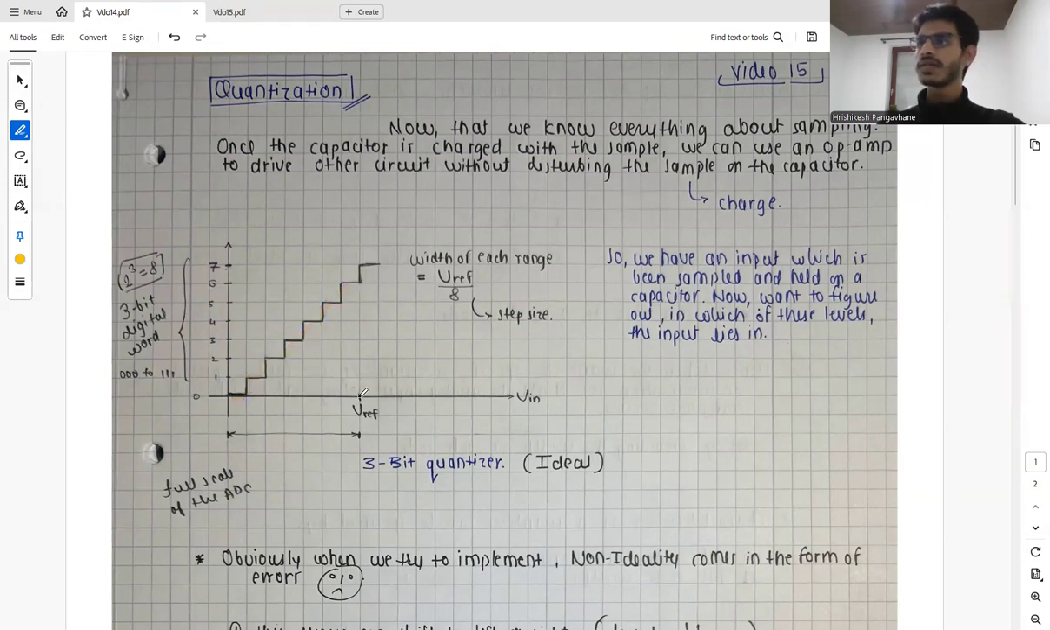So we said that the width of each range, so this is the range. We have from 0 to Vref, and our input voltage will lie between this range. Whatever the input is, it will be in one of these ranges, and the step size will be basically Vref divided by 8. Because it's going from 0 to 7, it's Vref divided by 2 to the power 3, because it's a 3-bit quantizer.